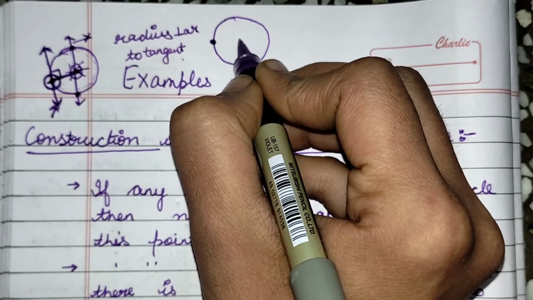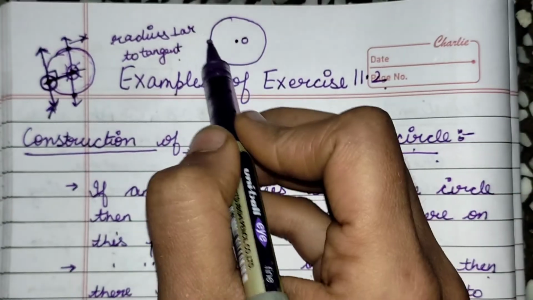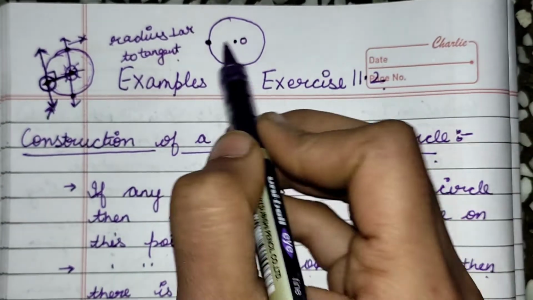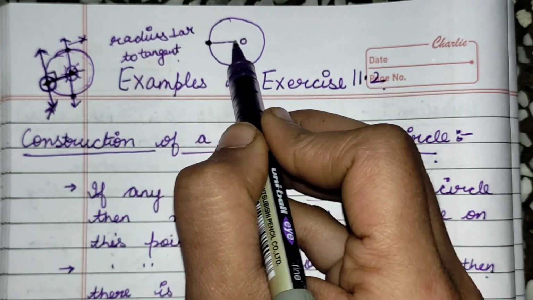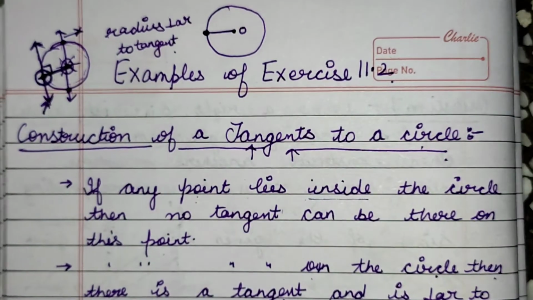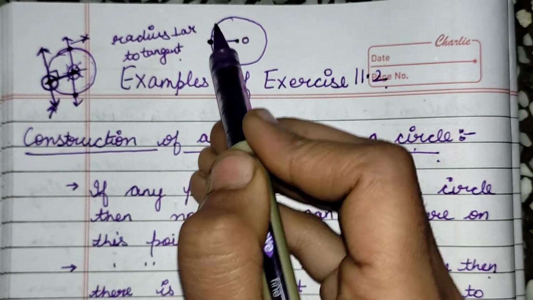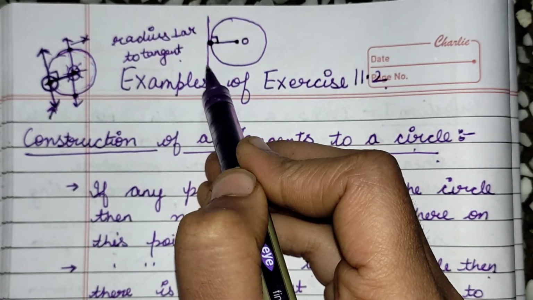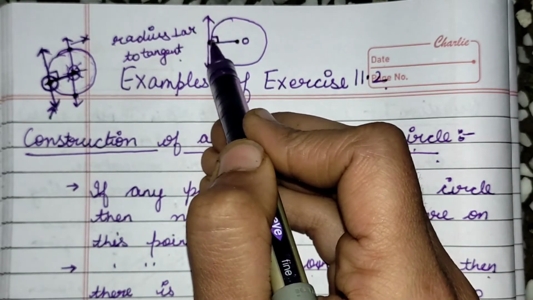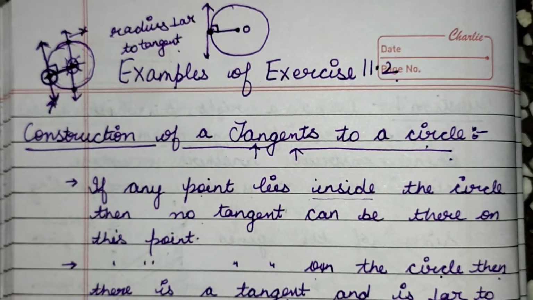Suppose this is the center O. If you have to draw a tangent at this point, what will you do? You will join the radius, draw a radius from this point, and draw an angle of 90 degrees. So this straight line will be called the tangent to the circle.